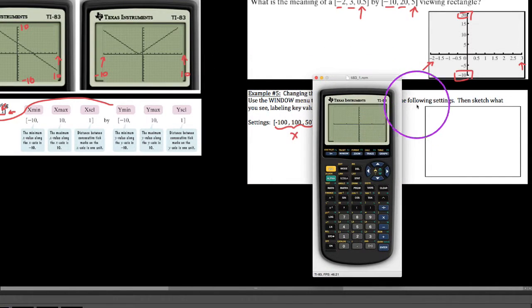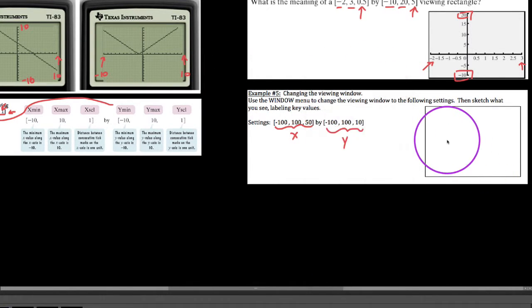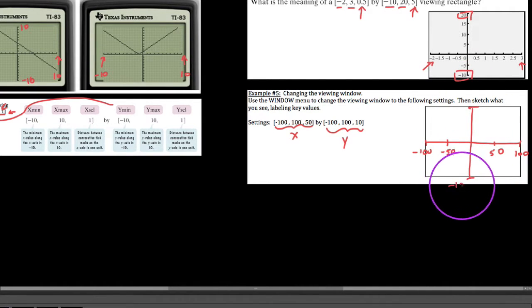What we get is this picture right here. So I have an x-axis and y-axis. We'll go ahead and sketch this in. It looks like this. But I noticed that there was a notch mark out here, here, here, and here. And labeling key values, well, this is negative 100, this is 100, and these would be negative 50 and 50. As far as this axis goes, I'm going to label this negative 100 and this 100. And we have 1, 2, 3, 4, 5, 6, 7, 8, 9. Okay, 1, 2, 3, 4, 5, 6, 7, 8, 9. But essentially, that's how our window option looks.